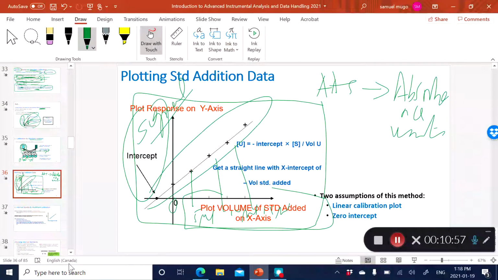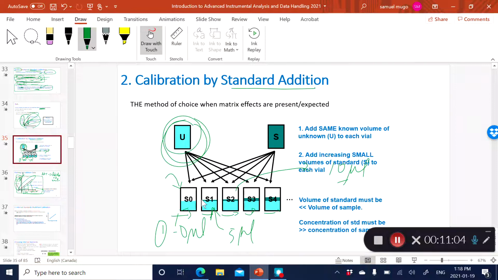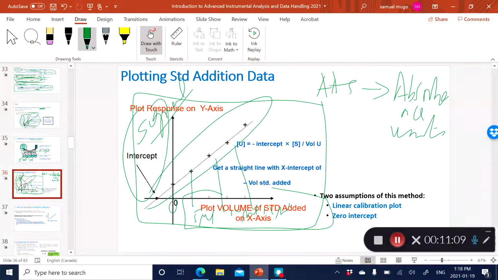So how do you then determine the concentration of the unknown? Remember, the concentration of the unknown is present in each of these volumetric flasks. So the way you do this is using this equation here. The unknown is going to be equal to the intercept, and then you multiply that by the concentration of the standard, and then you divide it by the volume of the unknown, and whatever you get is going to be the concentration of the unknown.